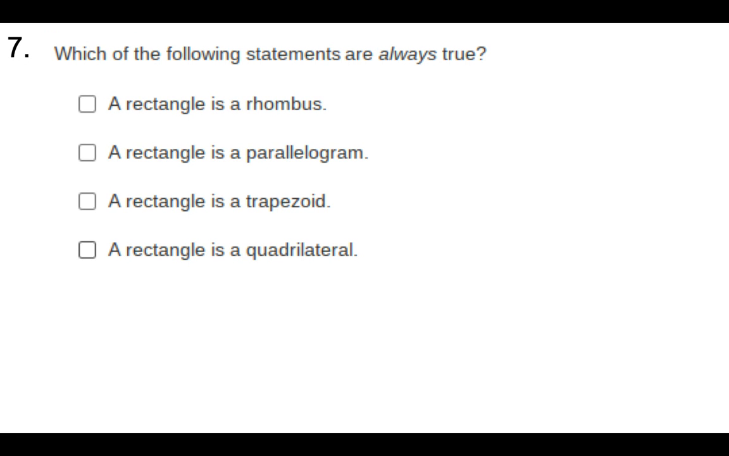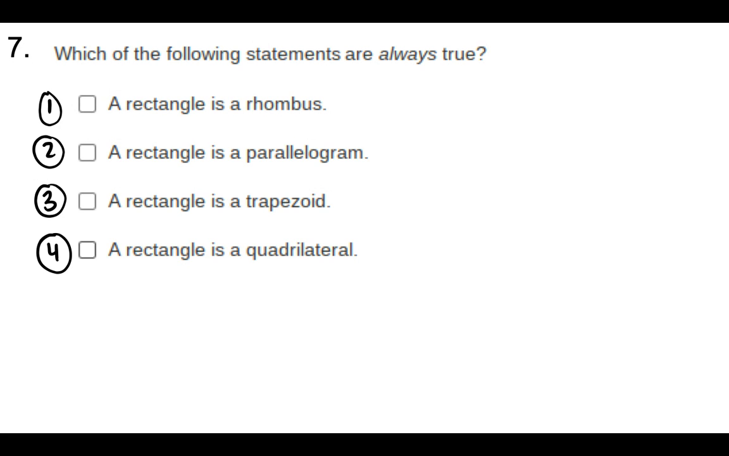Which of the following statements are always true? A rectangle is a rhombus. A rectangle is a parallelogram. A rectangle is a trapezoid, or a rectangle is a quadrilateral. So pick which ones you think are always true. Ready, set, go. Okay, so this problem is where you're going to need to use that quadrilateral chart that I told you need to have down in your notes.